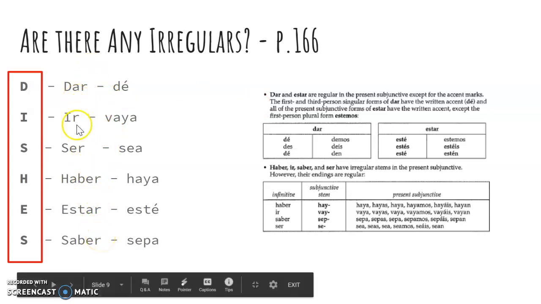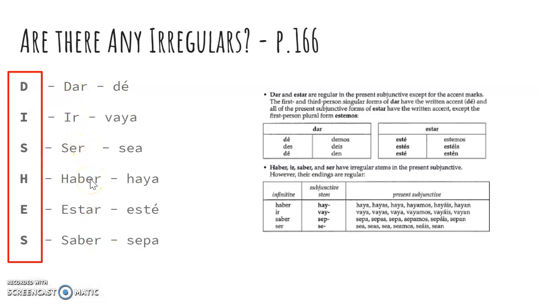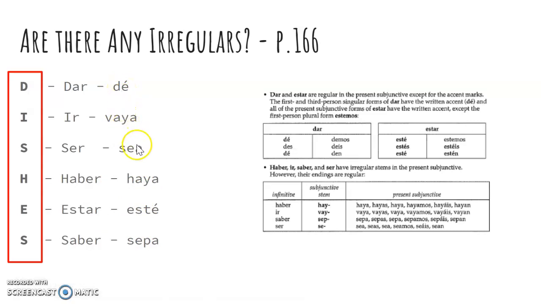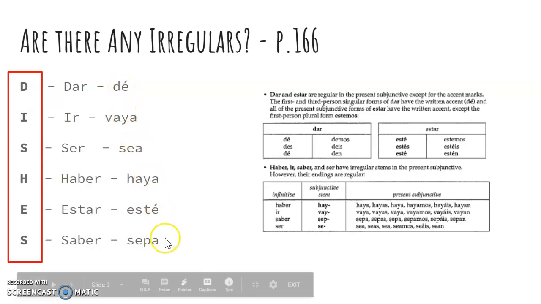Dar is doy, ir is voy, ser is soy. Haber, don't worry about the yo form of haber right now. It's ha, but we usually think of it as I, right? It doesn't really have a yo form. Estar, the yo form is estoy, and saber is sé, right? Like yo sé. So these are the irregular forms of those. These are what they look like: dé, with an accent mark, vaya, sea, haya, esté, and sepa.